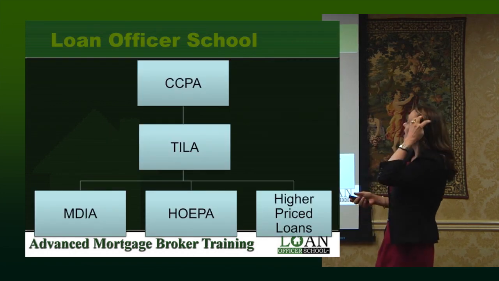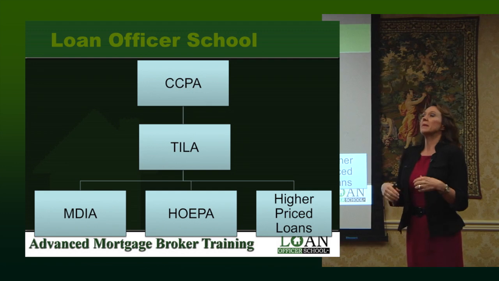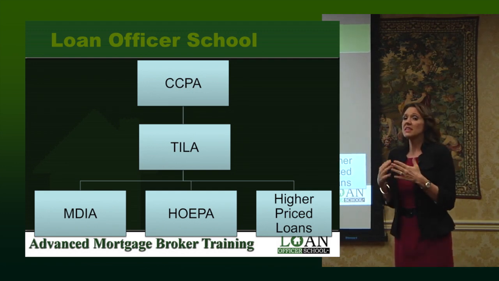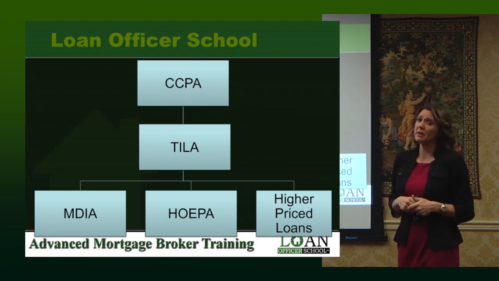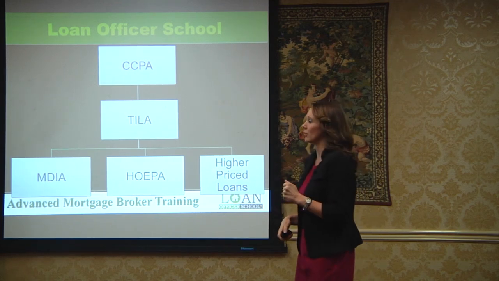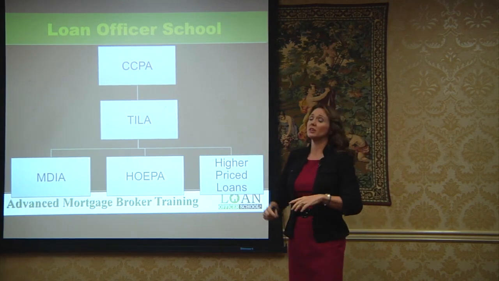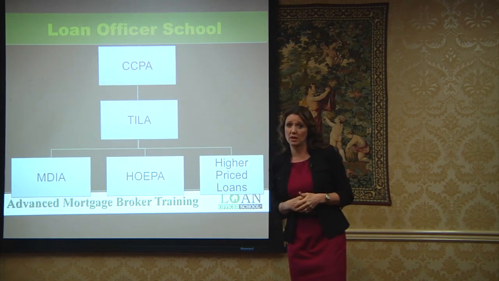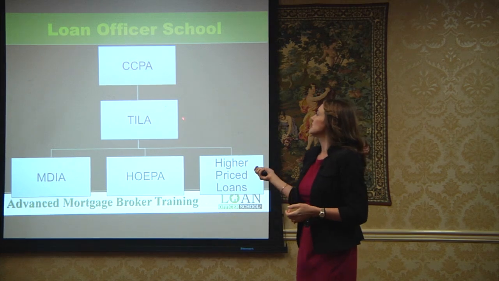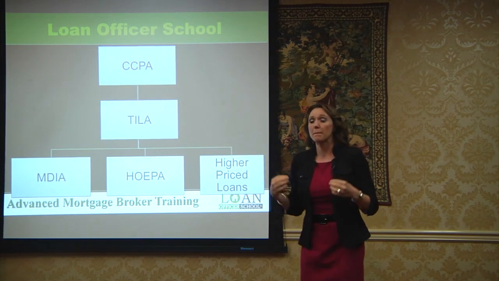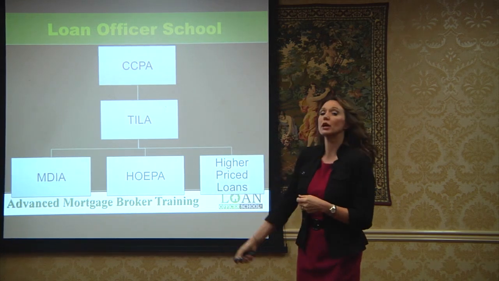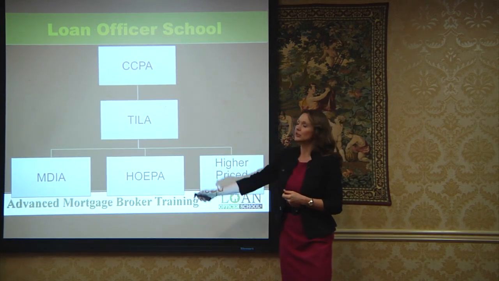Now, I promised you earlier that we're going to give you a little organizational chart because certain laws are sub-acts or revisions of acts that had happened before. You are going to be expected to know on your exam which laws fall under which other laws. Makes it complicated, right? Well, the CCPA is really the big first law that was created to protect consumers. CCPA is the Consumer Credit Protection Act. TILA, the Truth in Lending Act, is a part of the CCPA. MEDEA, HOPA, and higher priced loans all fall under the Truth in Lending Act.